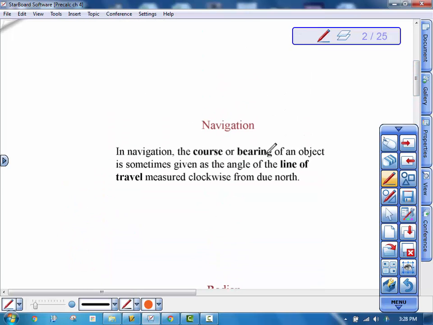radian. Navigation always uses due north as 0 degrees, and then you move clockwise from there. So keep that in mind if we're ever doing a navigation problem. In this class, we start with our 0 degree angle here. But with navigation, in aviation and shipping, you would start straight from due north and then go clockwise from there.